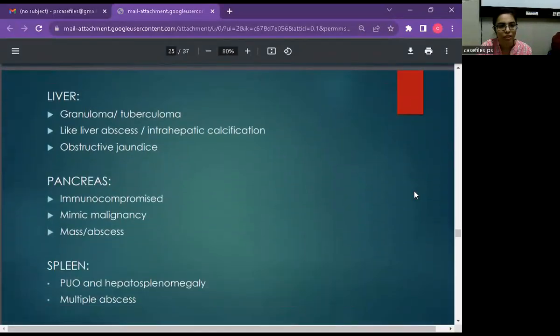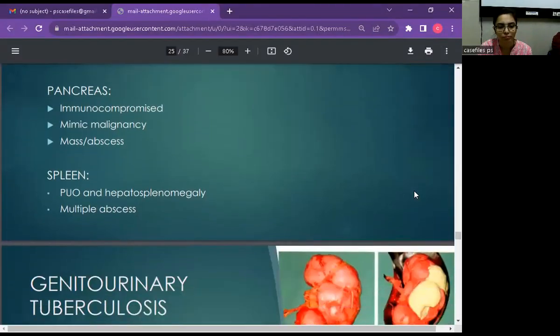The other organs which can be involved are liver, pancreas, and spleen, mostly presenting as granuloma and hepatomegaly. Obstructive jaundice in pancreas can mimic malignancy, and involvement of the pancreas is mostly in immunocompromised patients. And in spleen, there is splenomegaly and or multiple abscesses of the spleen.